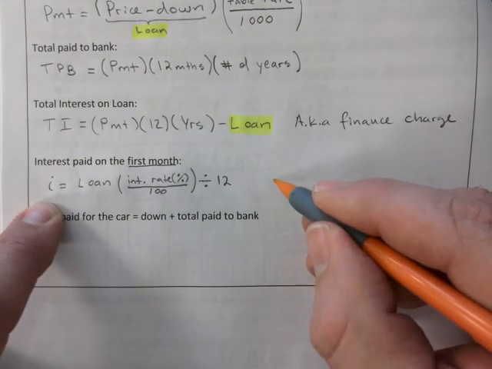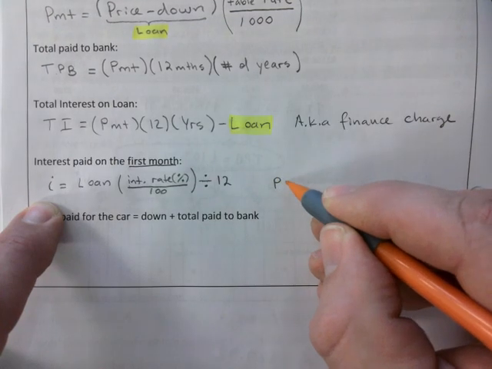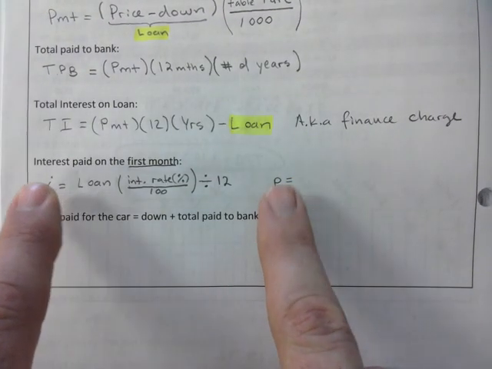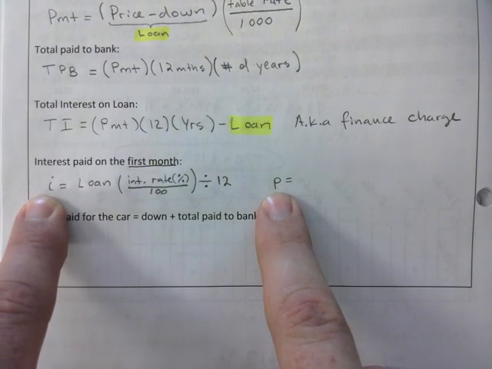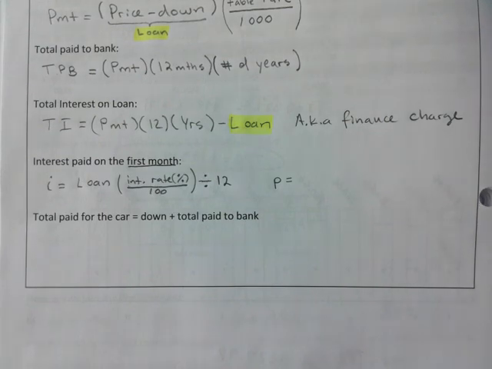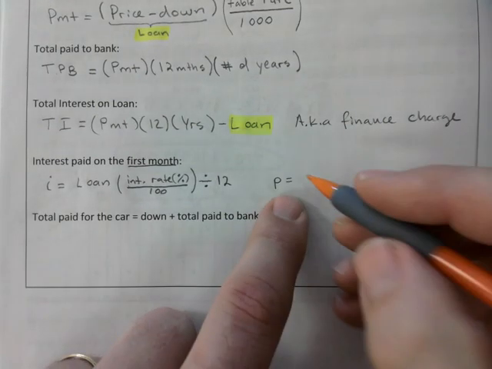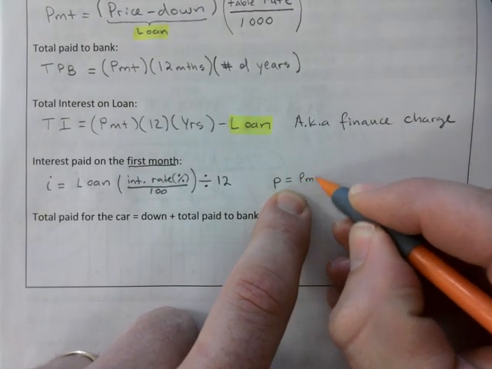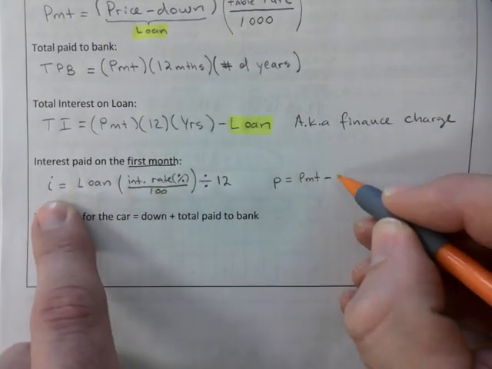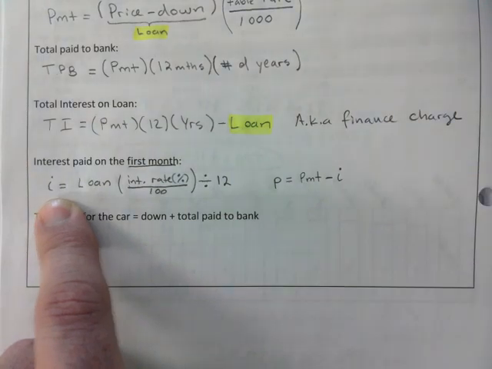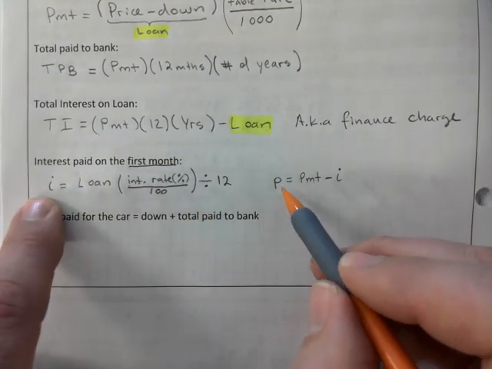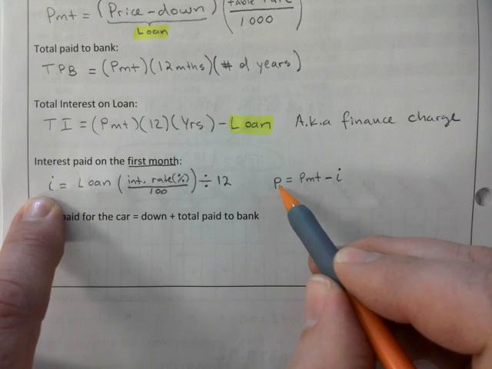To get your principal, because remember, these two always add up to what? Lowercase i, lowercase p, add up to your payment, right? So we would take our payment and subtract the thing we just calculated here from the payment. So this is almost like a separate formula, but these together always make up your payment.